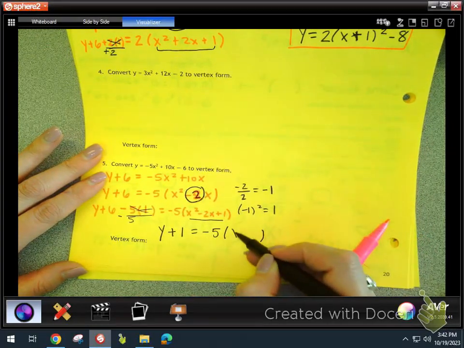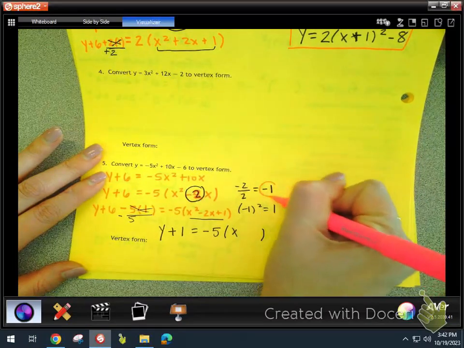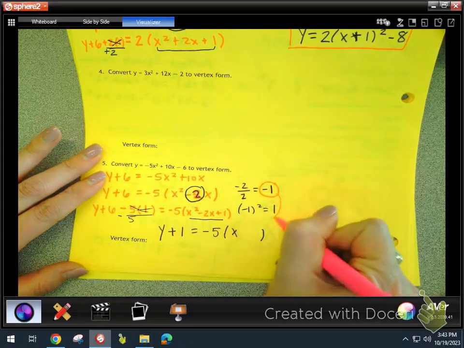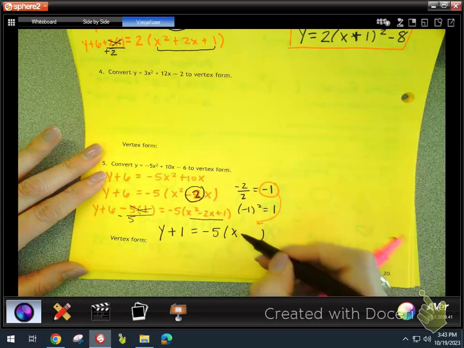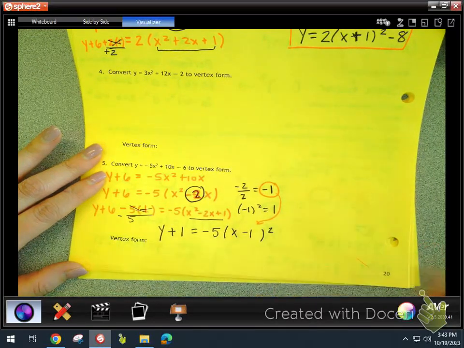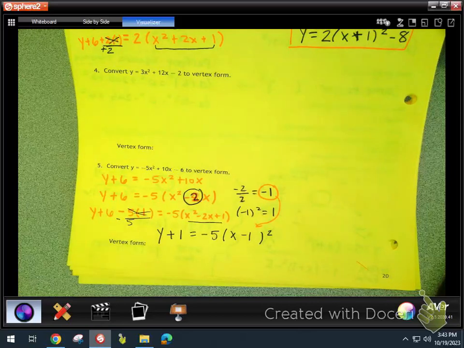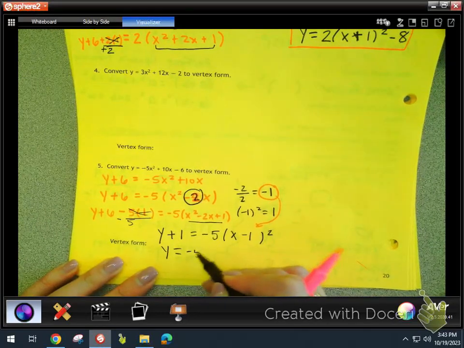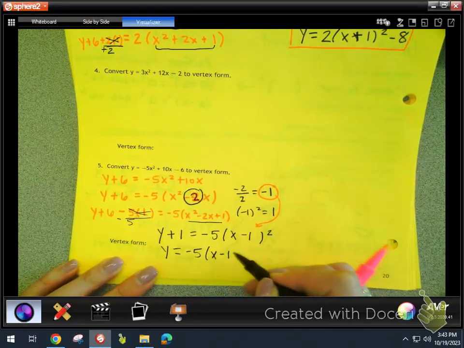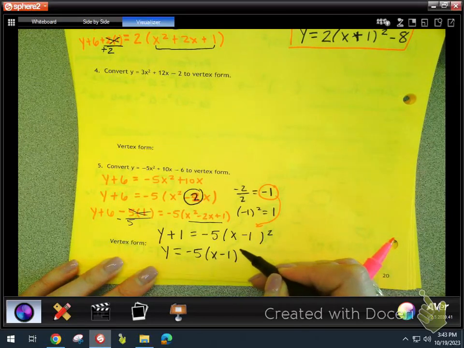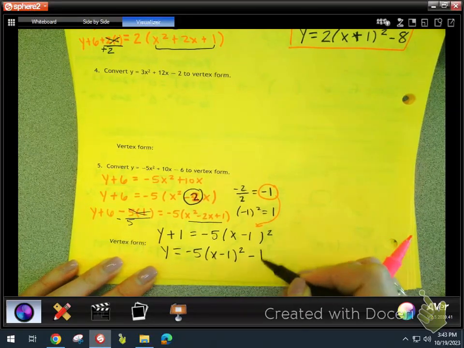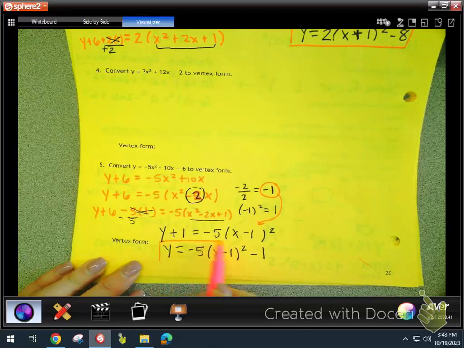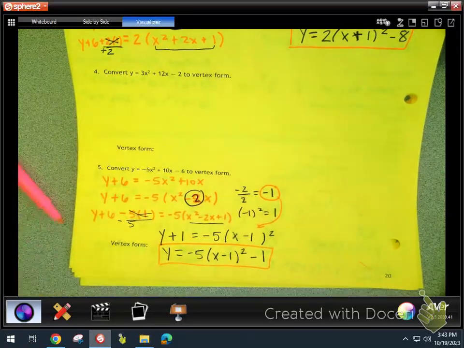Okay, if you remember, you can grab the b over 2, and that's the number that's going to slide right in your binomial squared. But if you forget, just factor the trinomial. And then swing it over. Your vertex form is y equals negative 5 times x minus 1 squared minus 1, and you're done.